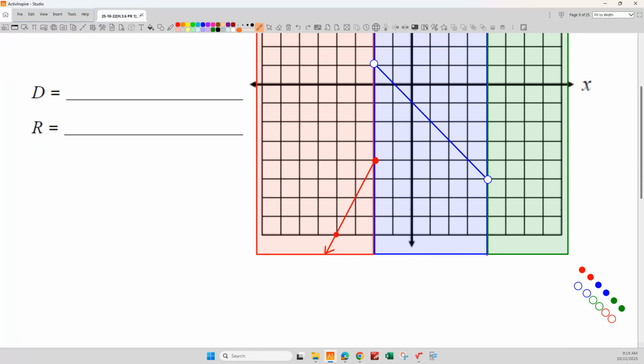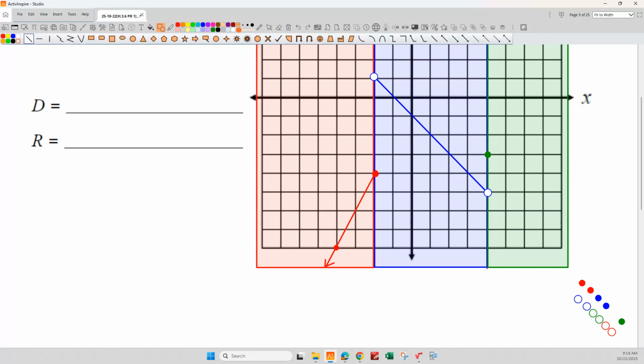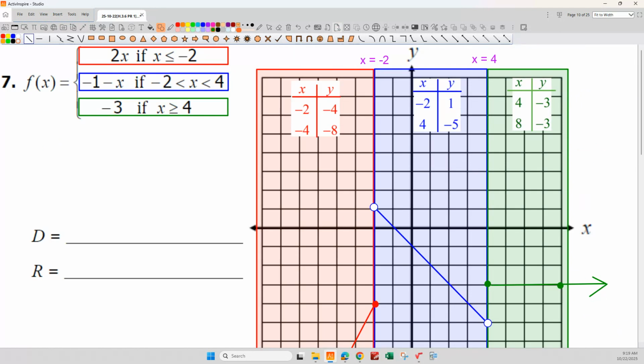Okay. And so we've got our endpoint right there, and then we're just graphing a horizontal line that just does that. And we got it. That's our graph of our piecewise function. So what's it look like? There it is. Okay. All right.